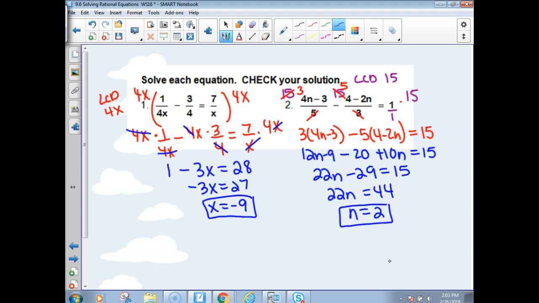Now, I did not write any exclusions on either of these problems. You must check if your denominators have a variable. These did not, so we're all good with that problem, but I did need to tell what the restrictions probably were on the first one. What could x not be? Yeah, x can't equal 0. We didn't get 0, but it is excluded from the domain, so you always want to check that.